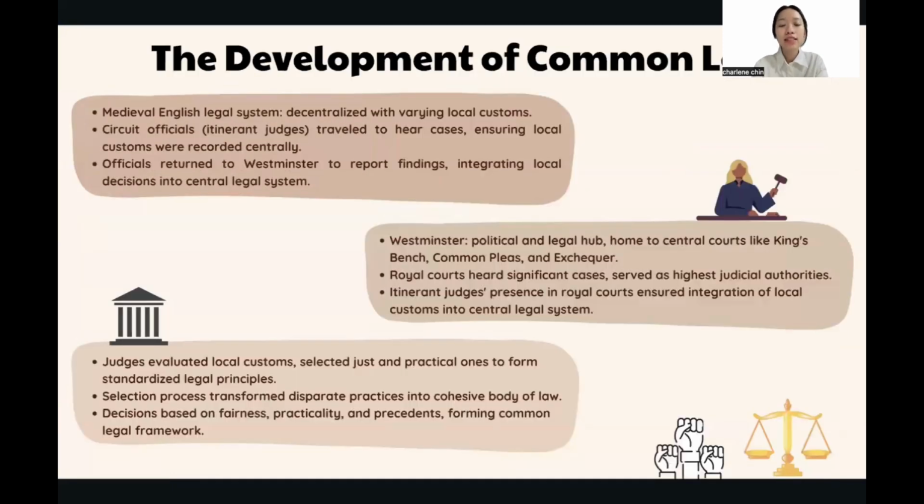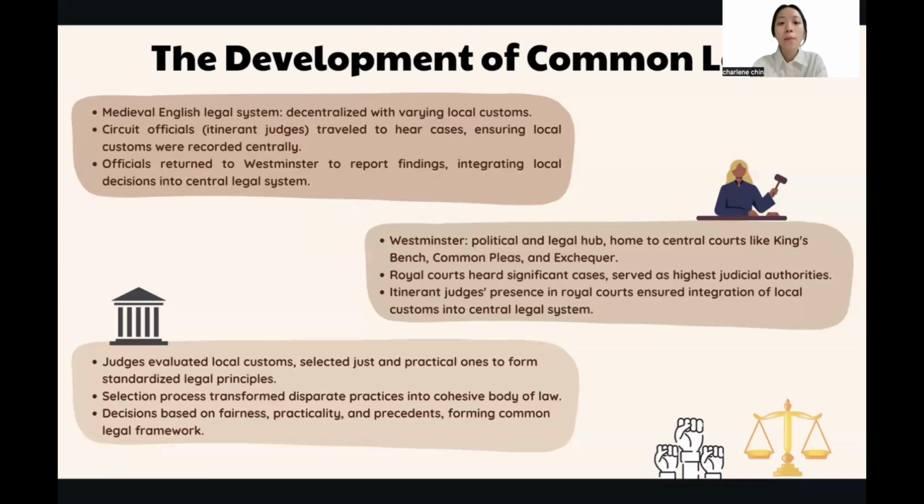In medieval England, the legal system was decentralized, with local customs varying from place to place. Circuit officials, also known as itinerant judges or justices in eyre, would travel around the country to hear cases. After completing their circuits, these officials would return to Westminster, where they would report their findings and experiences. This practice helped to ensure that local customs and decisions were recorded and reviewed consensually, contributing to a more uniform legal system.